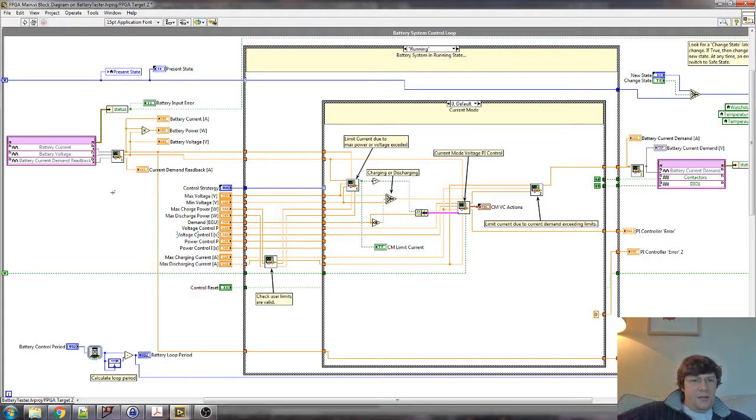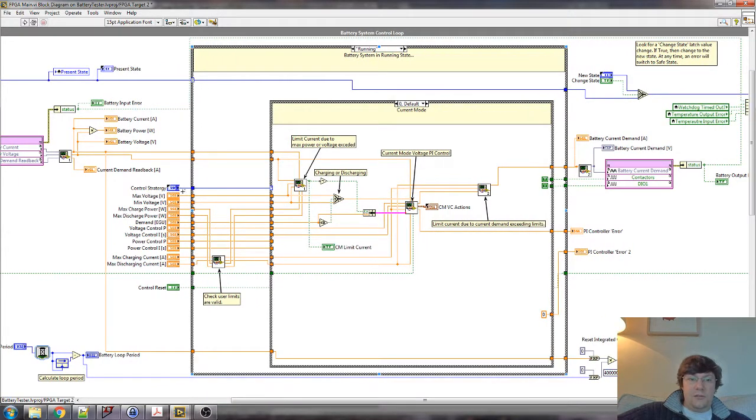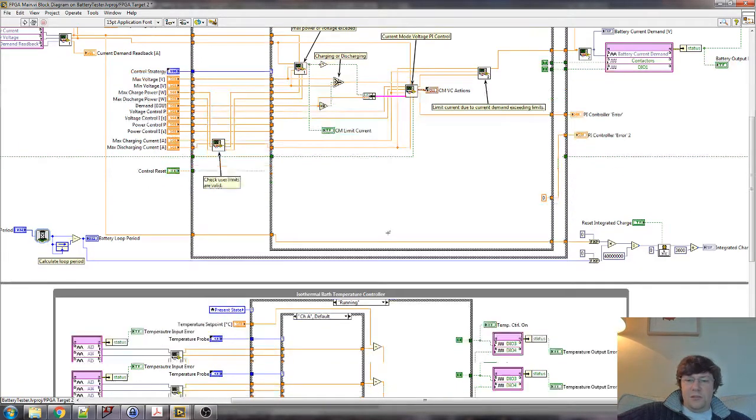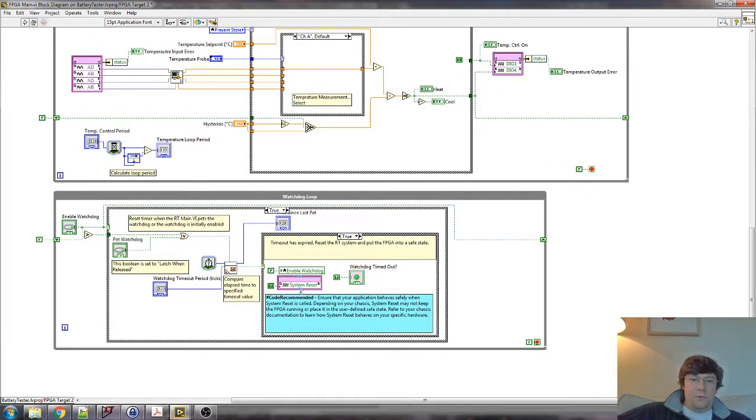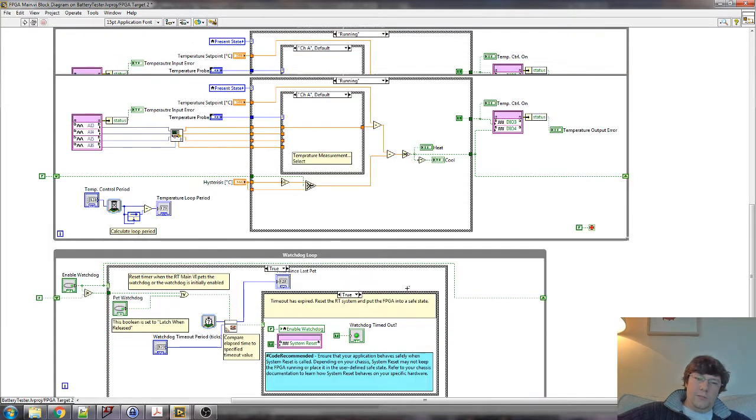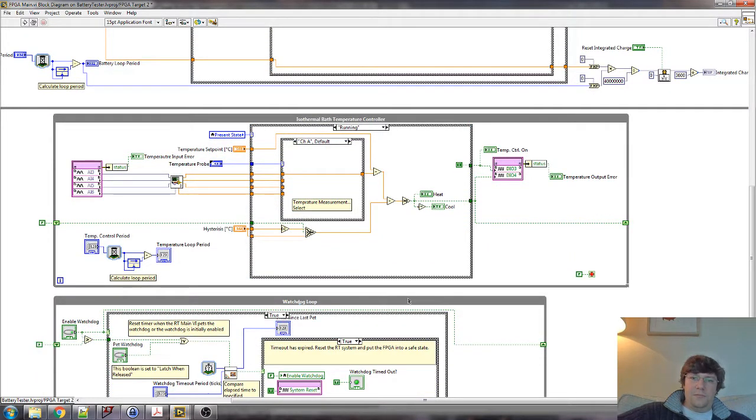Anyway, we get the battery current, voltage and so forth, and we have all the stuff that we've pushed from the microprocessor over, including the control strategy. The control strategy is the interesting bit. Just below we've got the controller for the bath, and we've got the watchdog, and that's the watchdog which resets the microprocessor, and this is the standard LabVIEW stuff.